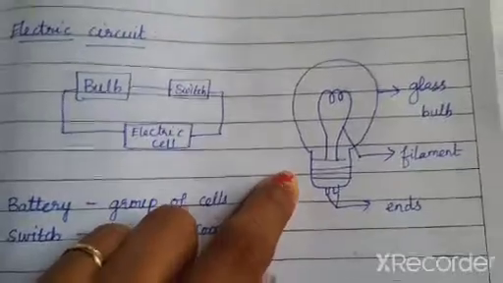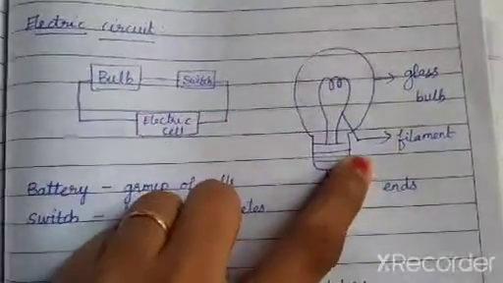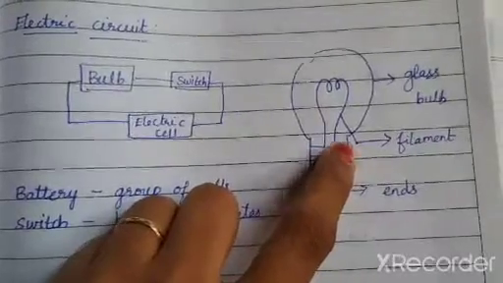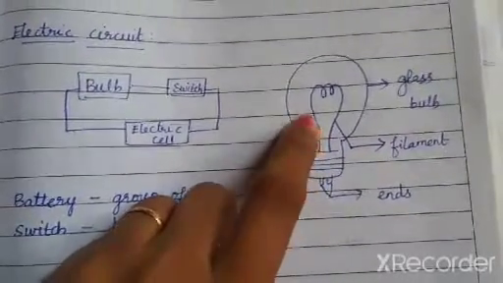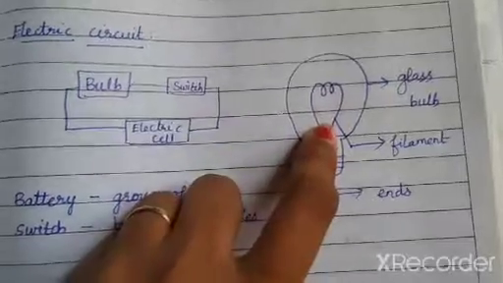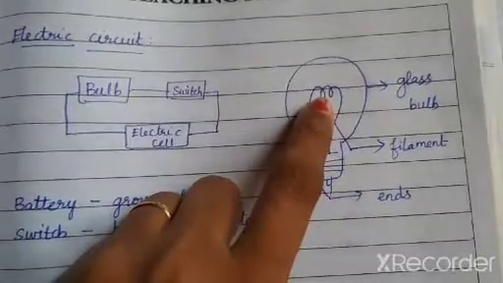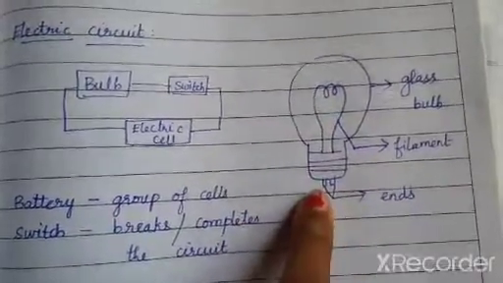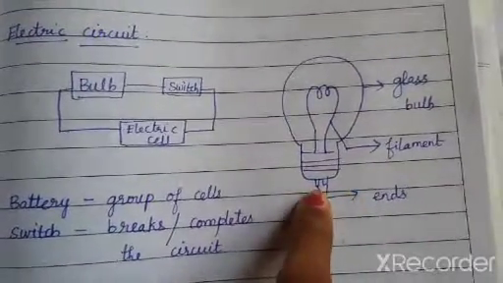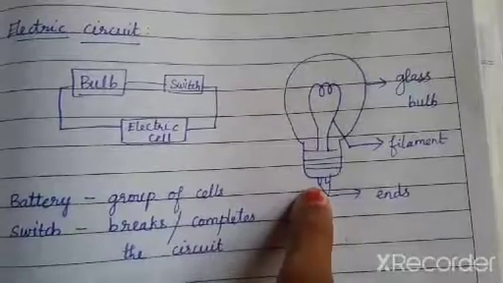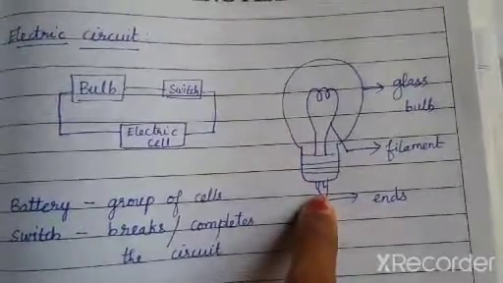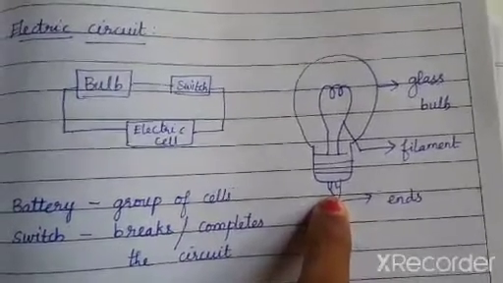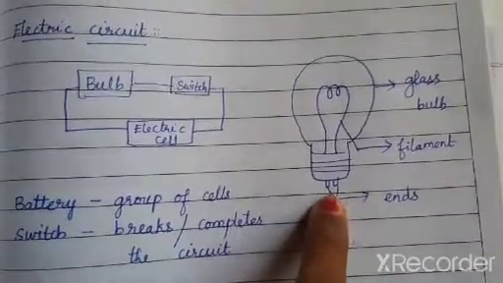In a bulb, you will have a glass outer covering and inside you will have two filaments connected to the bulb, and at the bottom you will have two ends. These two ends only, when connected to the socket, will receive the current.